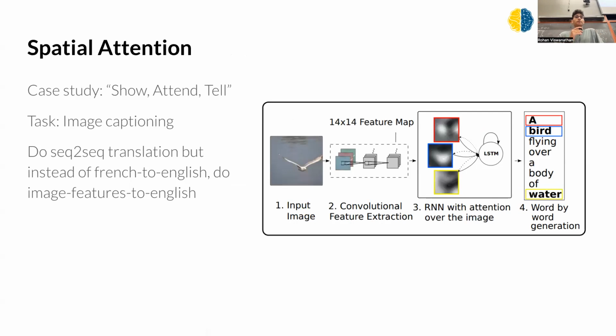Spatial attention. In this example, Show, Attend, Tell, we're trying to do some form of image captioning, where we take in an image and have some sort of feature extractor with convolution layers. We have an RNN with attention over the image to figure out what is most important, which features we care the most about. Then there is word by word generation, where we determine a sentence that captions the image, and we can use the results of our attention, the most specific features that we care about, to focus on specific words in our output sequence. This is a very classic sequence to sequence task. Instead of French to English, we're doing image features to English.